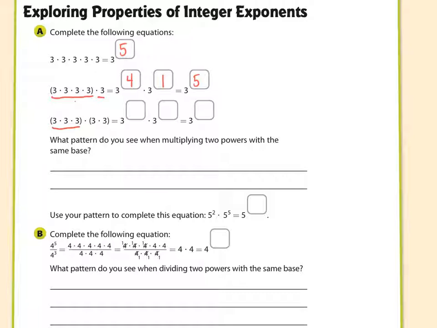Let's look at the next one. I've got 3 3s, then I have 2 3s. So 3 to the 3rd, 3 to the 2nd. But if you count up everything here, I've got 5 of them. 3 times 3 times 3 times 3 times 3 is the same as 3 to the 5th. Okay, so again, we've got 3 to the 3rd times 3 to the 2nd. What do I do with this 3 and this 2 in order to get a 5? If you know what that observation is, please go ahead and write it down here. Pause it if you have to.